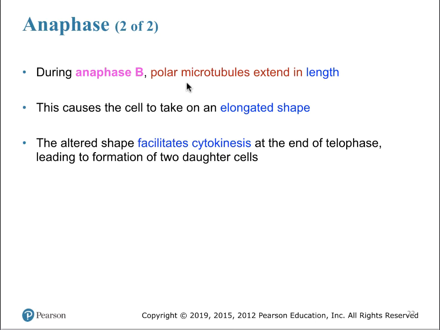Subsequently, in the second half of anaphase, known as Anaphase B, the polar microtubules begin to lengthen, therefore pushing each aster away from its partner. That lengthens the cell, allowing more space for cytokinesis to get things right.